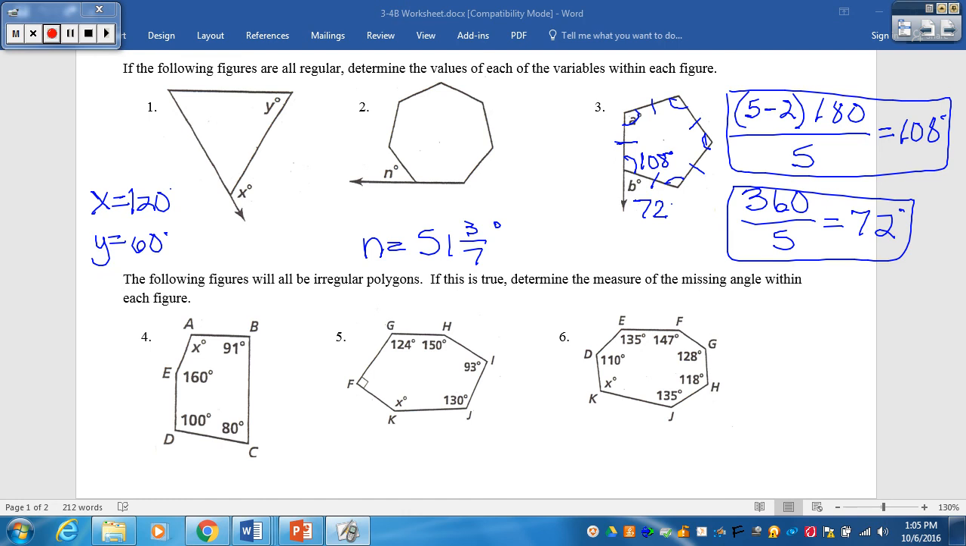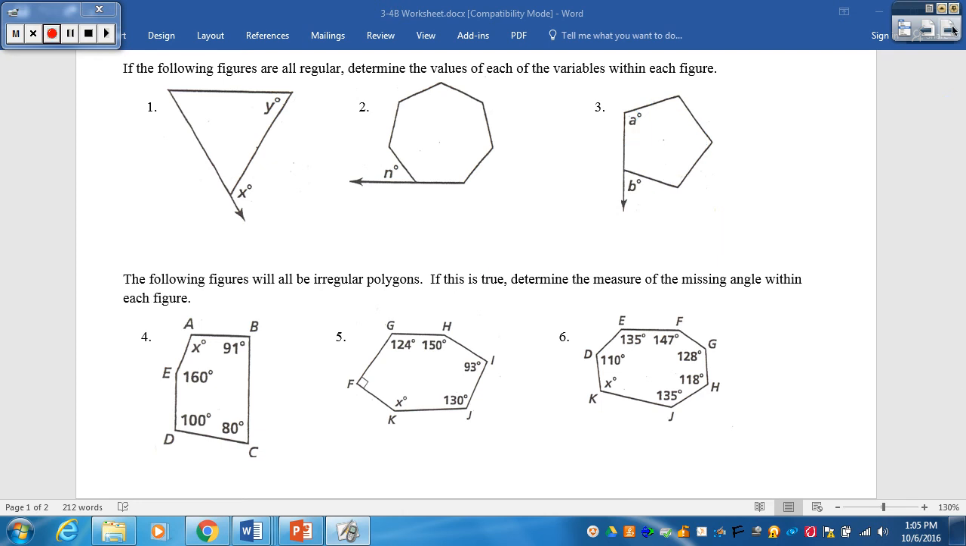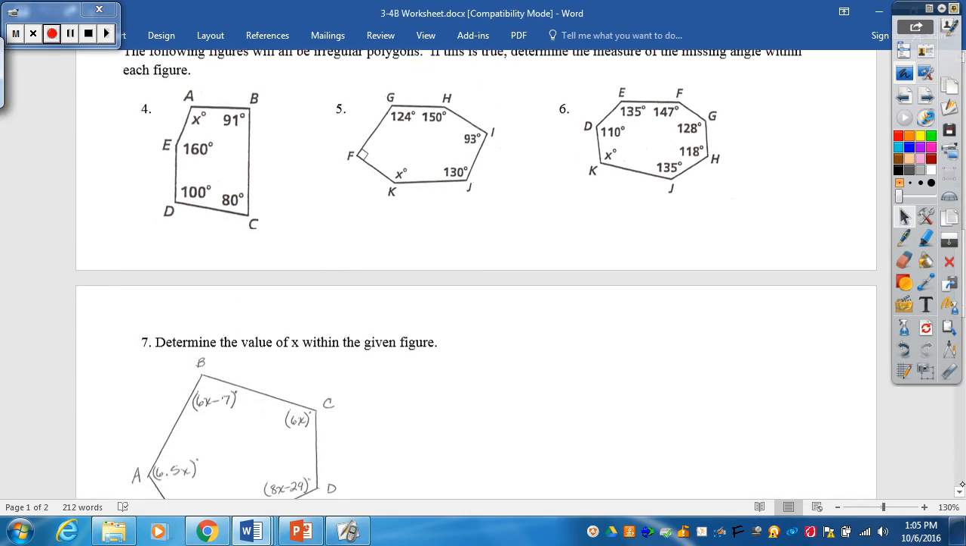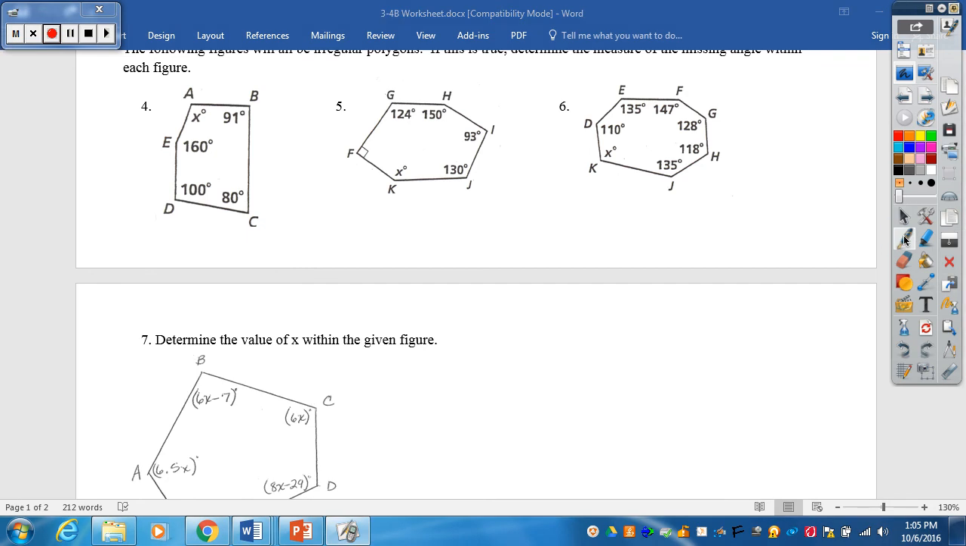I want to move down to one of the next ones. So let's actually take a look at, let's go ahead and do number 4 down there. Okay. So as I look here, I wonder if I can just scroll down here. There we go. Number 4. Sweet. Don't even need to go to my computer.